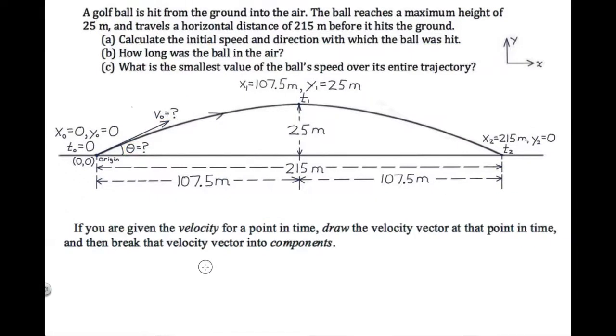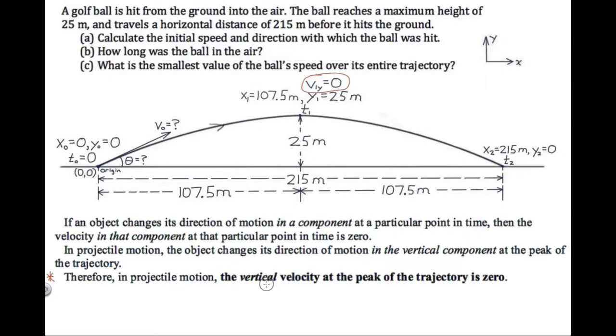The problem doesn't tell us the golf ball's velocity at any particular point in time, so for this problem there's no need to go through the process of breaking a velocity vector into components. In projectile motion, the vertical velocity at the peak of the trajectory is 0. Here's why. If an object changes its direction of motion in a component at a particular point in time, then the velocity in that component at that particular point in time is 0.